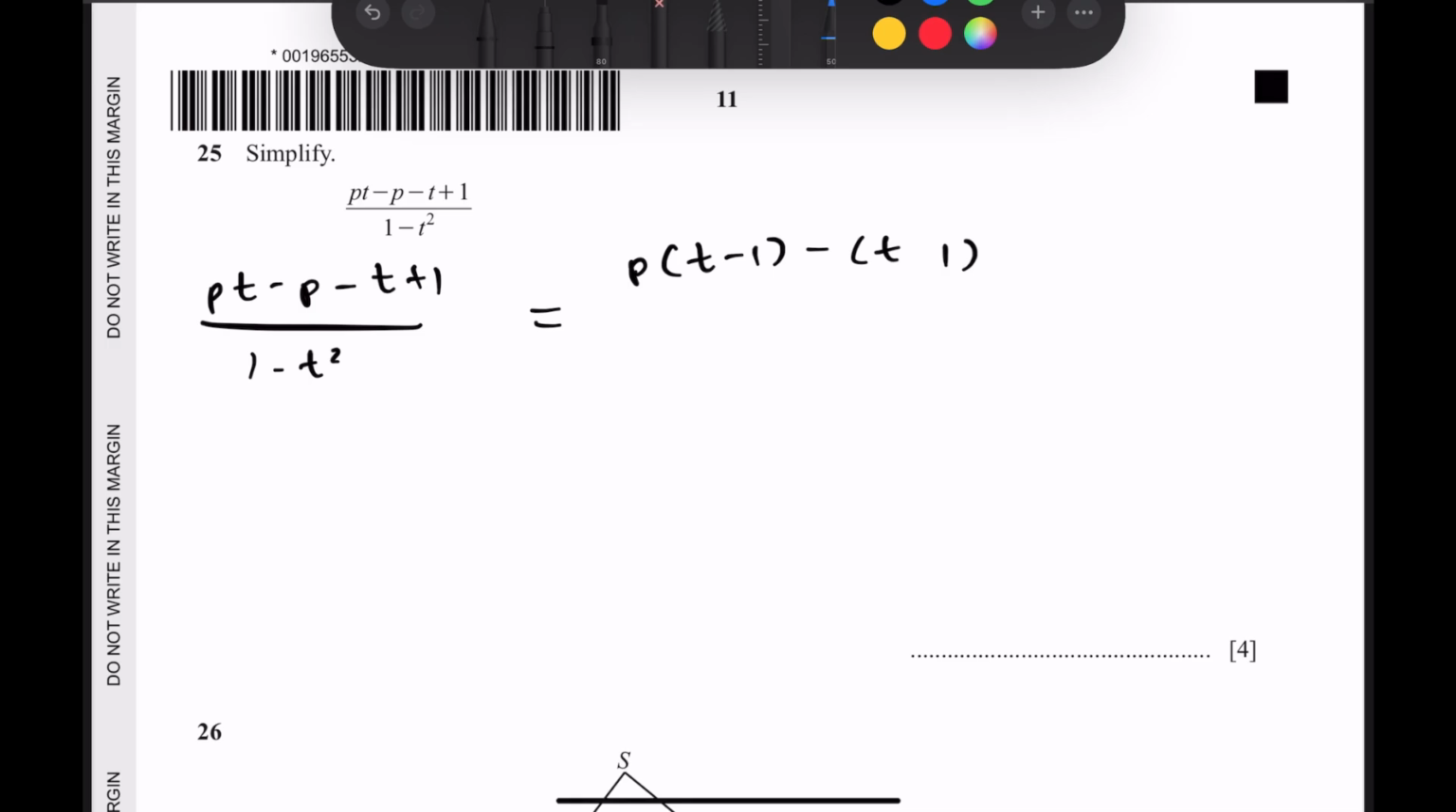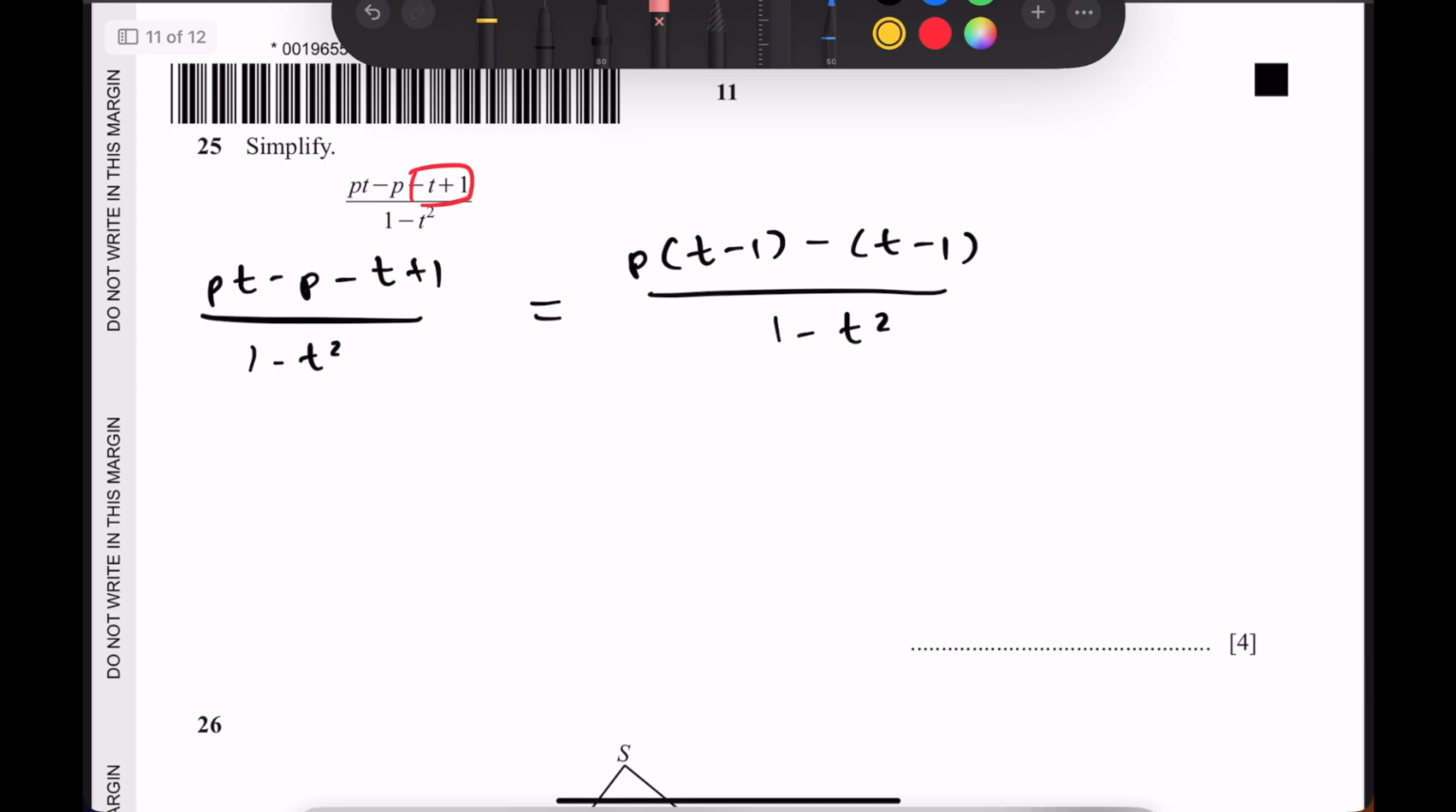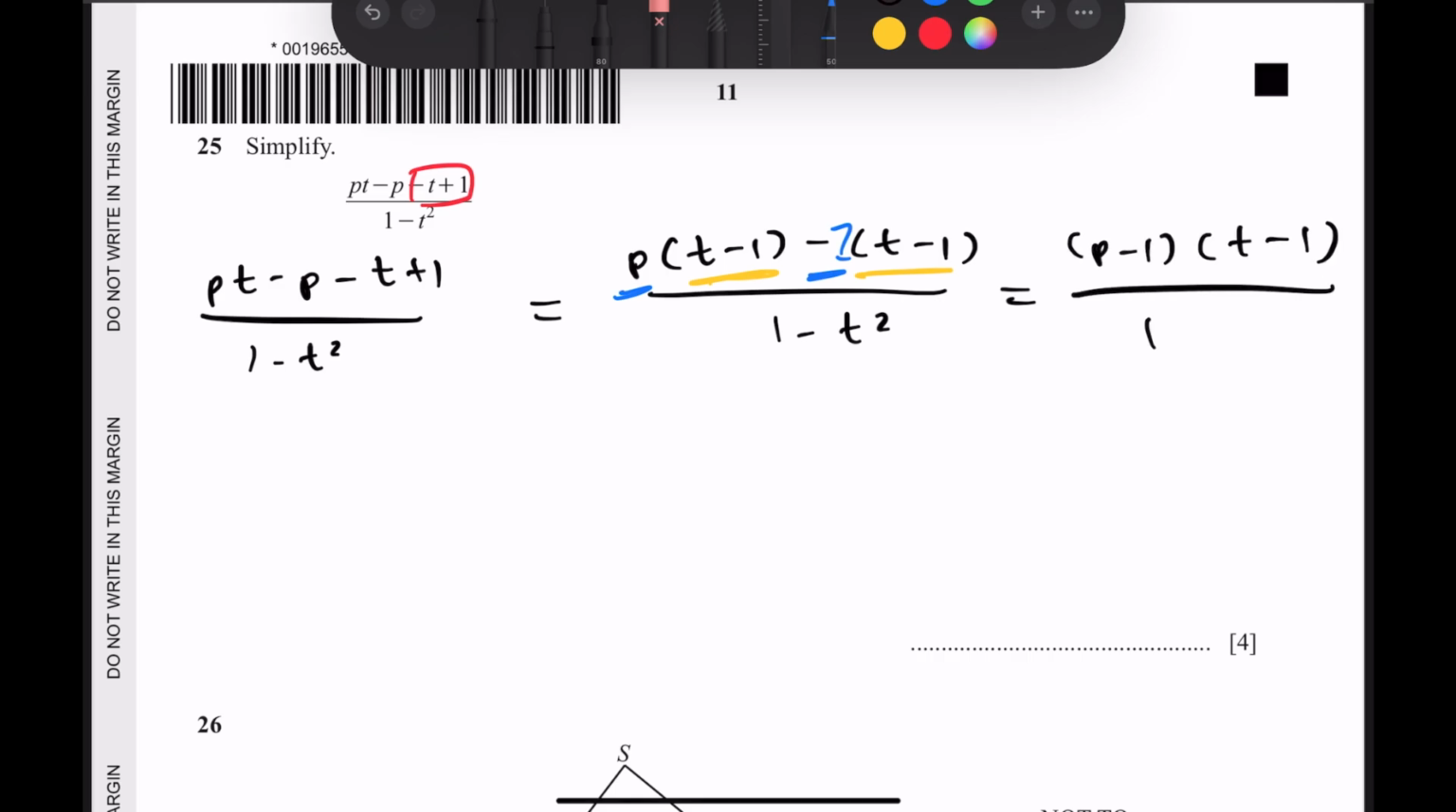Sorry, it should be t minus 1 over here because two negatives make a positive. Therefore, if we combine these two, this makes it plus 1, and negative t is negative t. This is equal to the right side over here. So p times t minus 1 minus t times t minus 1, then this is divided by the denominator of 1 minus t squared. Since both these values are the same, we can take the outside coefficients, in this case p and negative 1, and put them as a new group altogether. So p minus 1 by t minus 1, over 1 minus t squared.